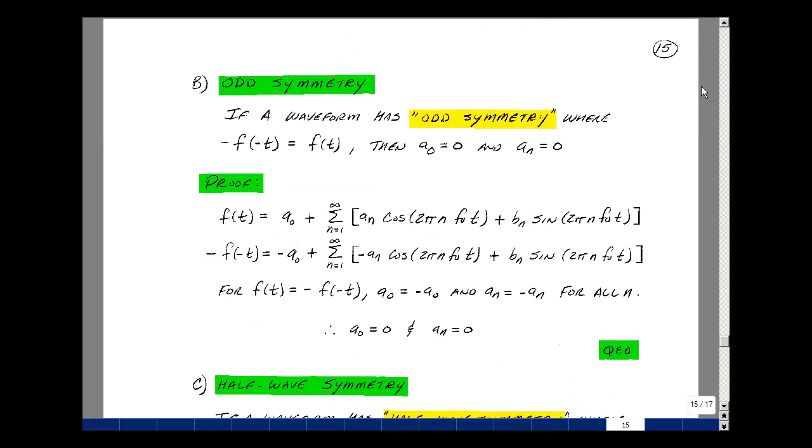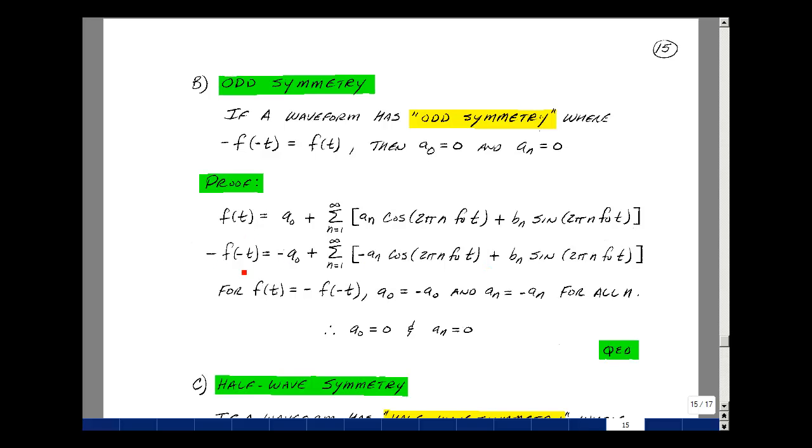Next, let's take a look at odd symmetry. If a waveform has odd symmetry, and this is where minus f of minus t is equal to f of t, then a of 0 is equal to 0 and a sub n is equal to 0. And why would that be true? Let's take our f of t again, and let's take our f of minus t and multiply it by a minus 1. So I get a minus here, and then a plus sign here.